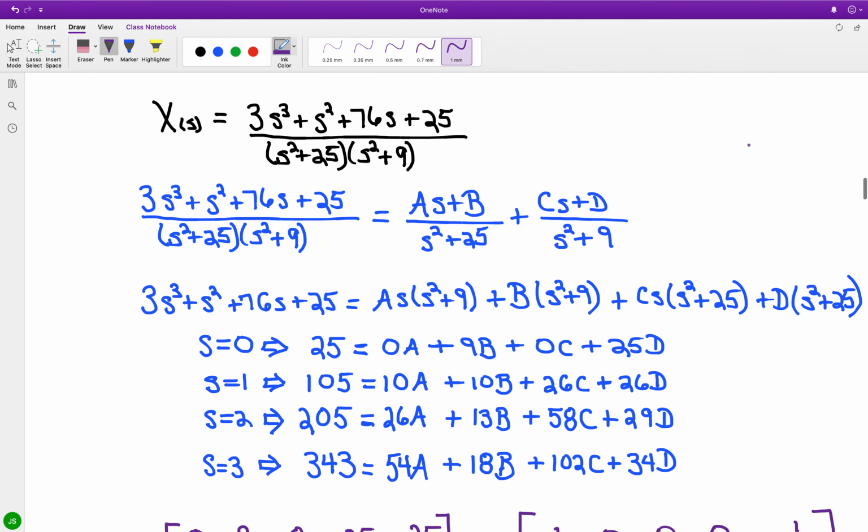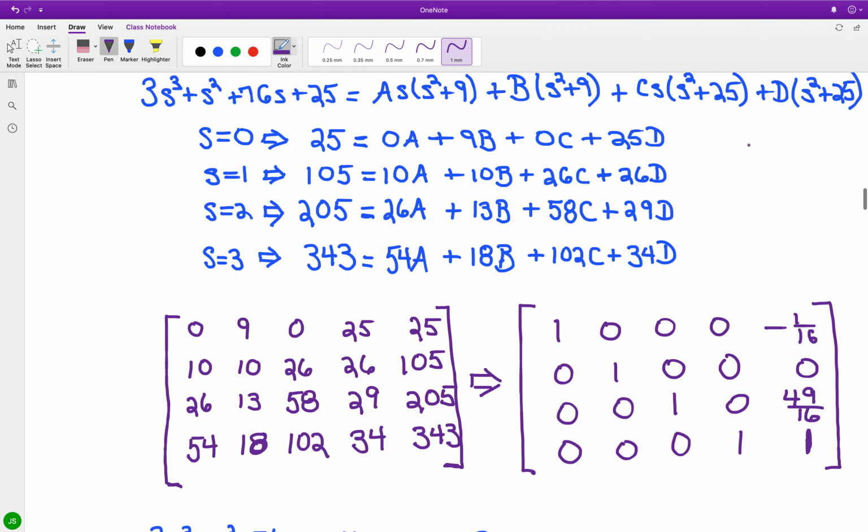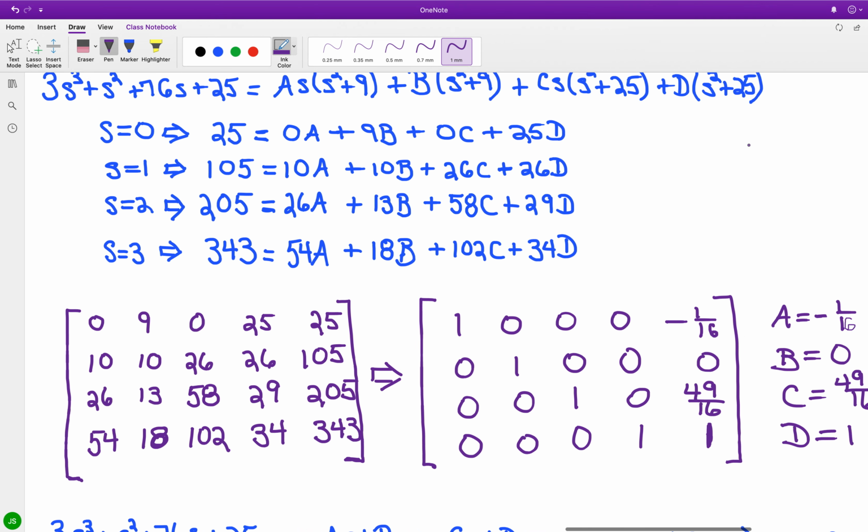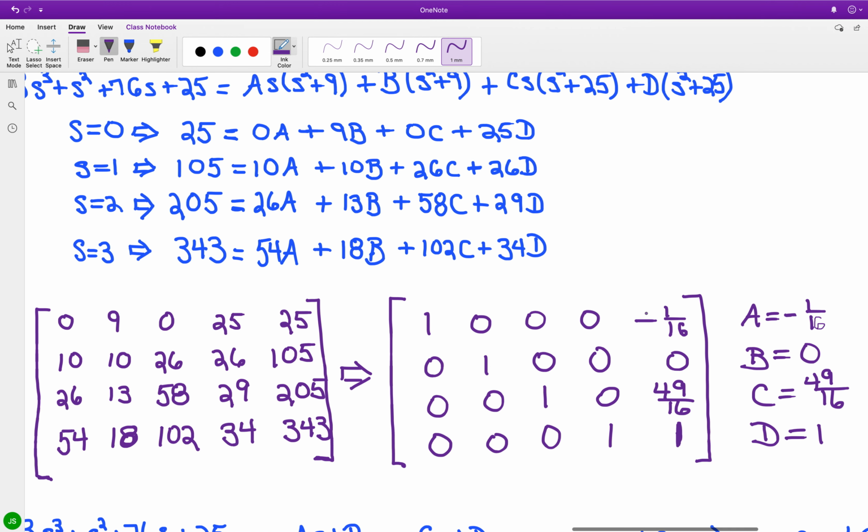Now expressing this in terms of a matrix, we take the A term, B term, C term, and D term coefficients, and the far right column is what each equation is set equal to. From the reduced row echelon form, A comes out to negative 1/16, B is negligible, C is equal to 49/16, and D is equal to 1.